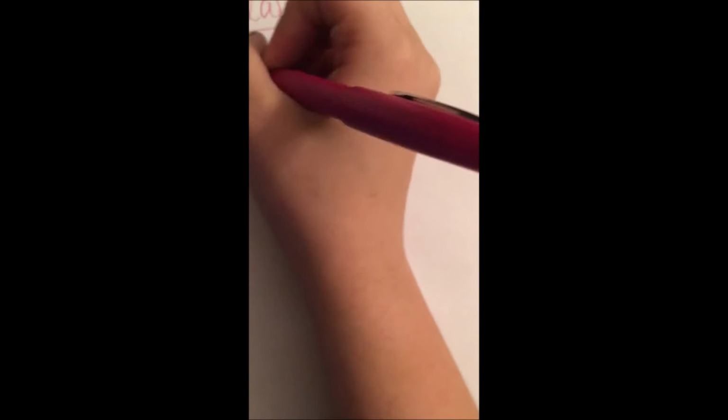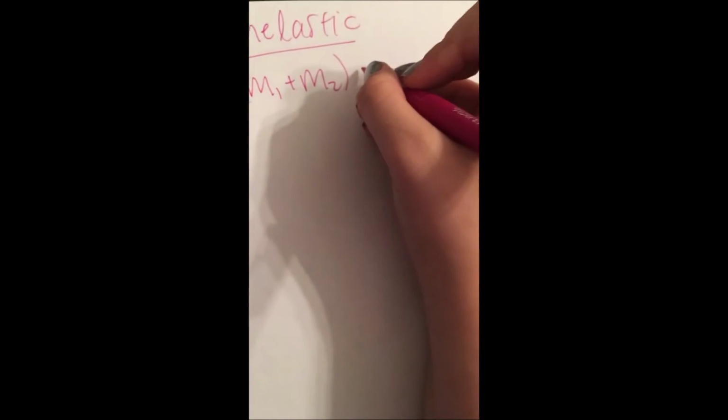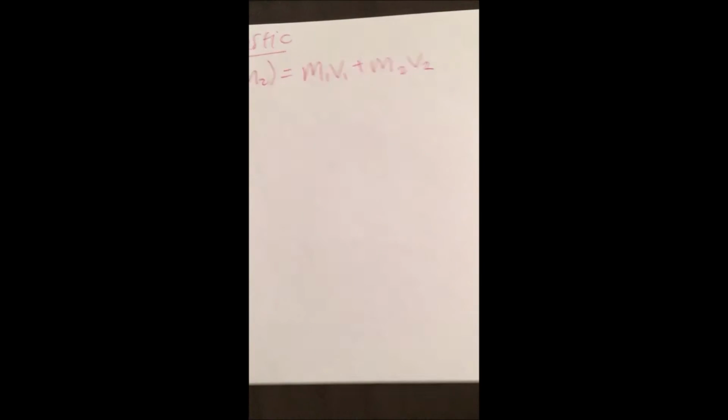Now we're going to review inelastic collisions. All inelastic means is that momentum is not conserved and the kinetic energy is lost during the collision. So here, it would mean if masses are stuck together. So we have m1 plus m2 going at one speed, which should equal m1 times v1 plus m2 times v2. So two separate masses going two separate velocities.